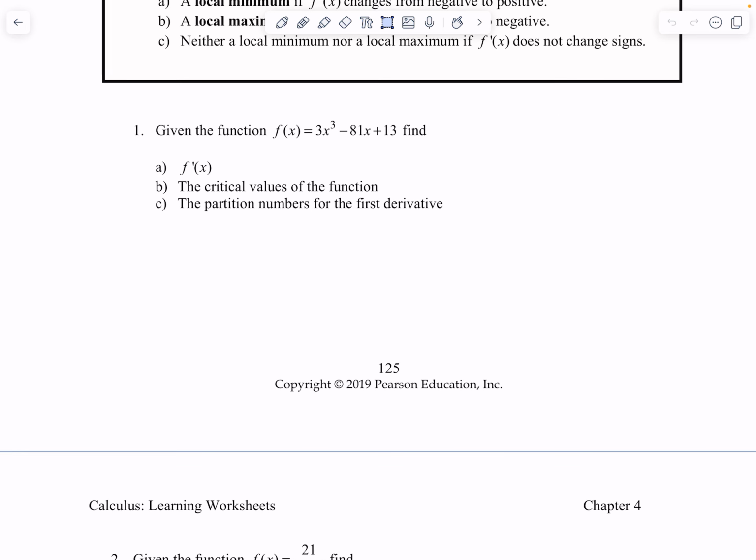So, given the function f of x equals 3x cubed minus 81x plus 13, let's find f prime of x, the critical values, and the partition numbers for the first derivative. So, f prime of x, let's take the derivative. 3x cubed becomes 9x squared, minus 81x becomes minus 81. 13, derivative is 0.